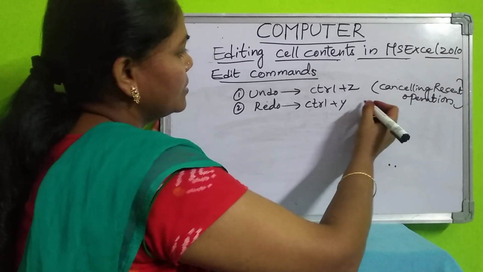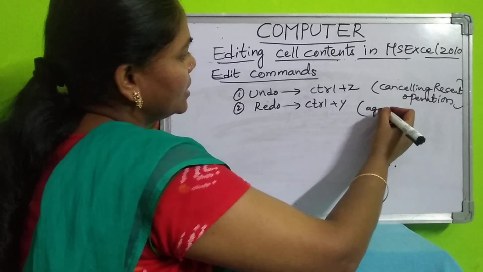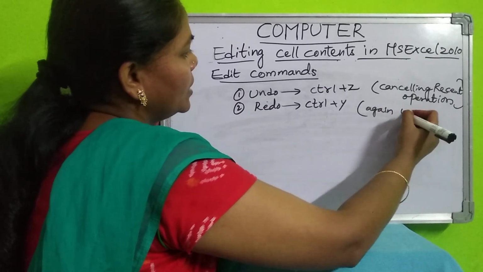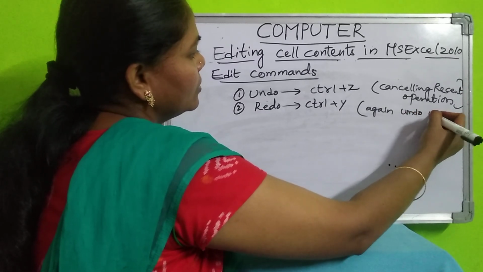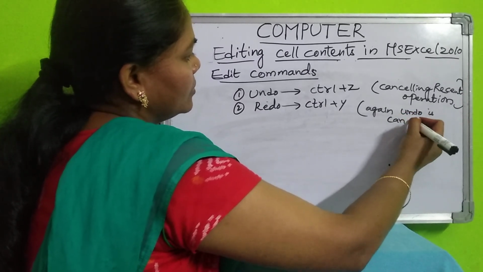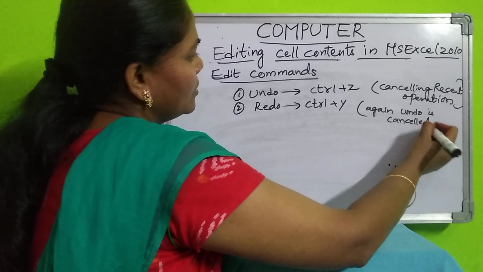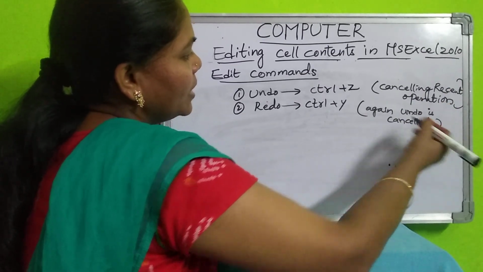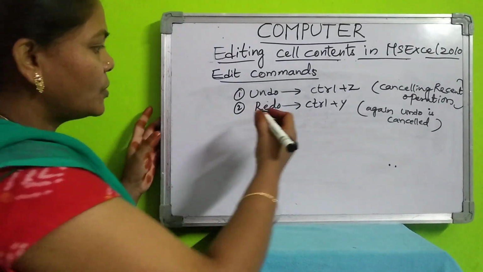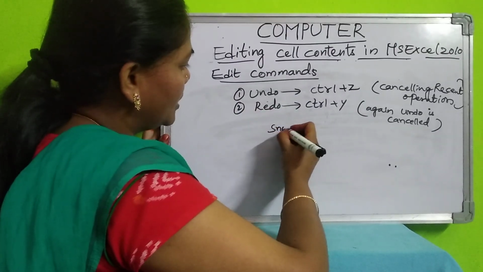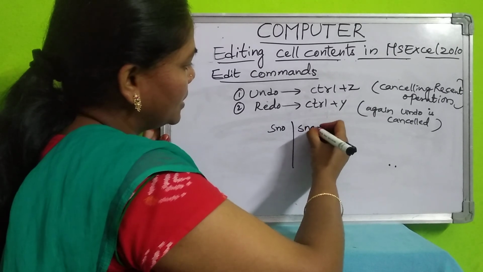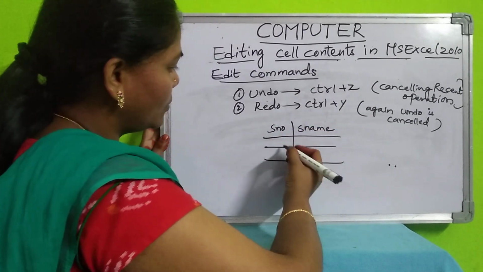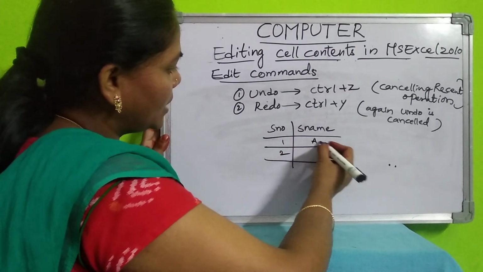And redo means again we are doing the same work. Again the undo is cancelled, and whatever was erased or deleted will be displayed. Okay, I will give some examples, only for undo and redo now. S number, S name. So we will take only 2 examples: 1, 2, here A, B.